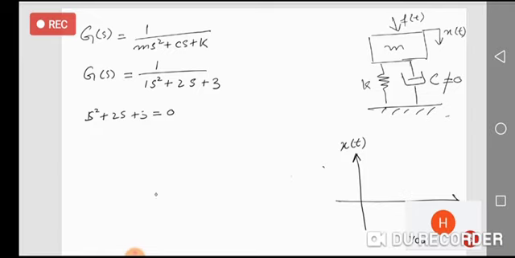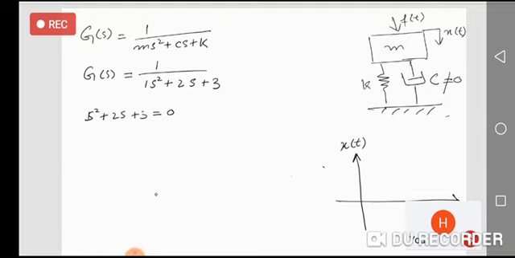Sir, should I give you the roots directly, sir? Sorry? So the roots, I'll ask you. You can give me. I need to write some formula, and then I will ask you what is the value of the roots.